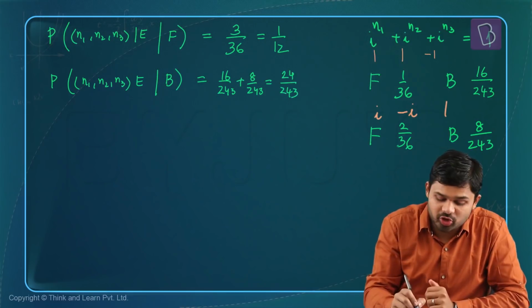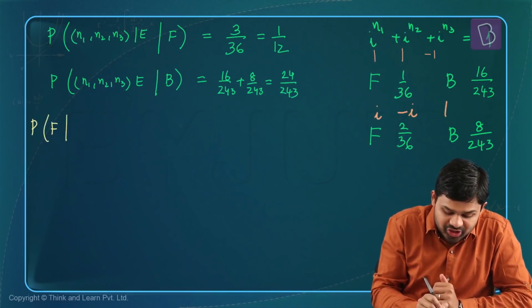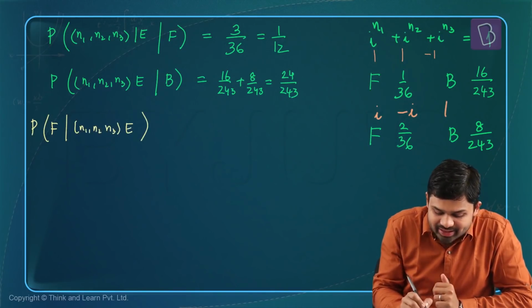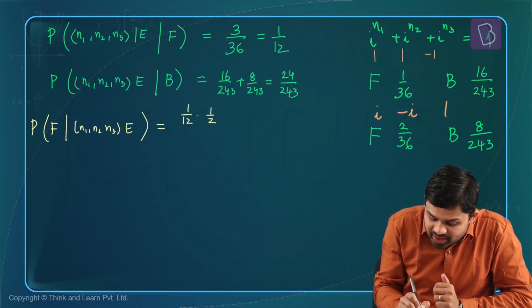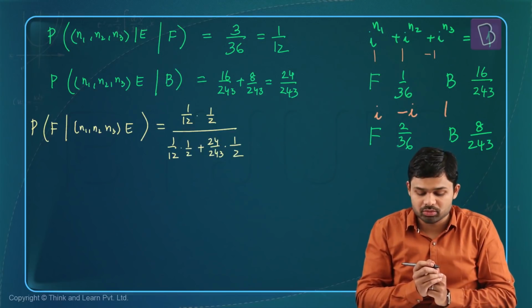So now we are going to use Bayes' theorem. The probability that a fair die was thrown, such that n1, n2, n3 satisfy our given event, will be nothing but 1 by 12 into a half, divided by 1 by 12 into a half plus 24 by 243 into 1 by 2.